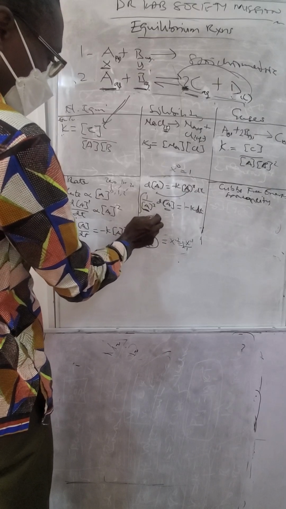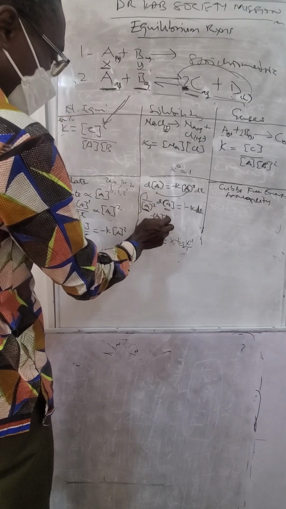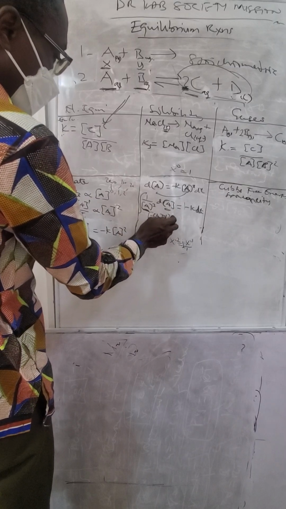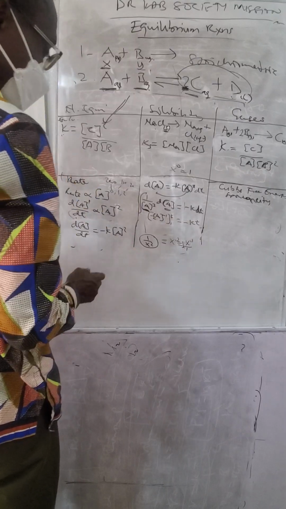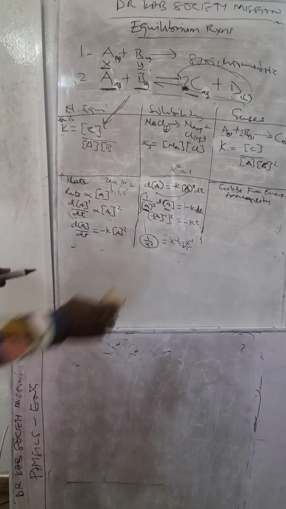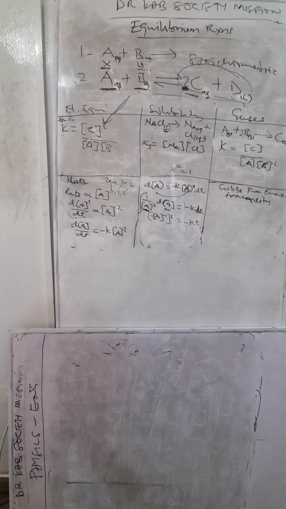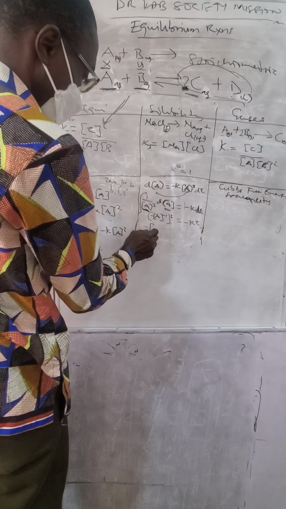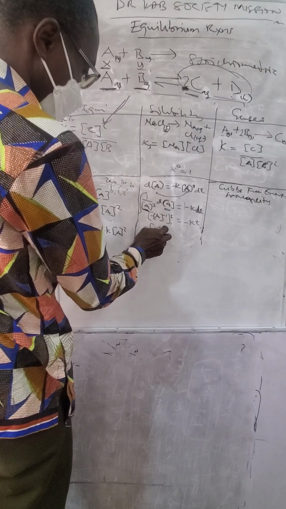Negative a to the power minus 1. Of course, we will have to integrate from where? From initial to final. It's going to be negative kt. Okay? So from here, let's say this is the final, going to this final. There's a final one.